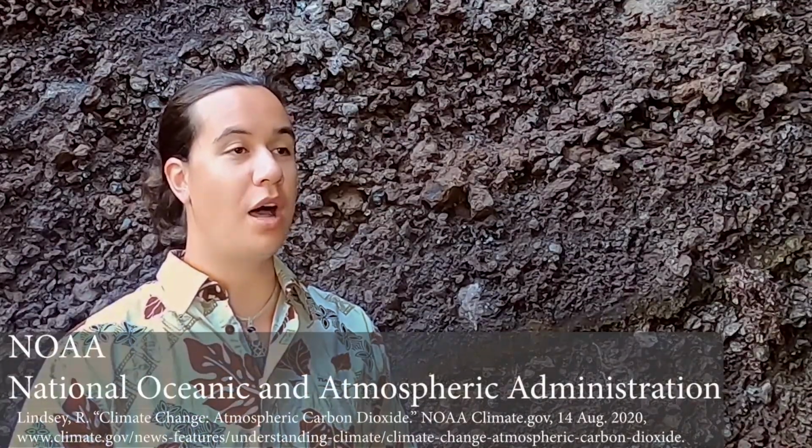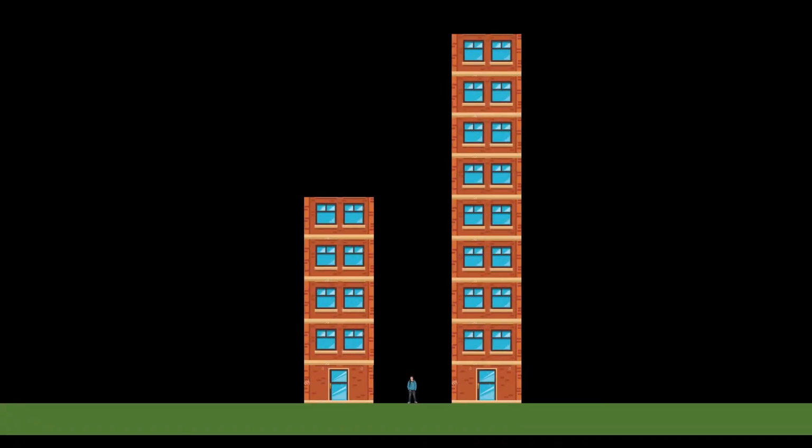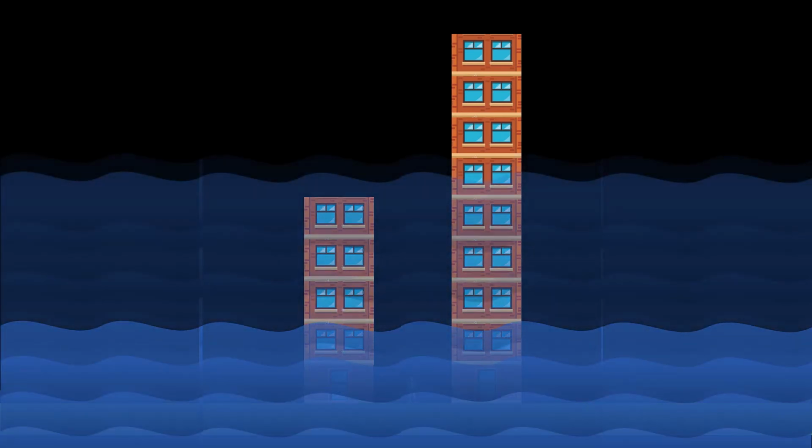Sea level rise is directly related to the amount of carbon dioxide in the atmosphere. According to NOAA, the last time that the amount of carbon dioxide was as high as it is today was more than 3 million years ago. And at that time, the sea level was 50 to 80 feet higher than it is today. This is roughly the height of a 5 to 9 story building.